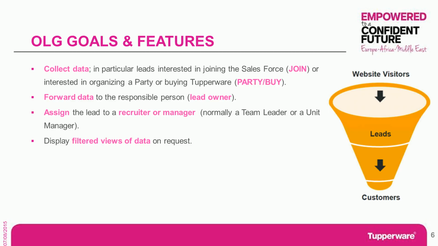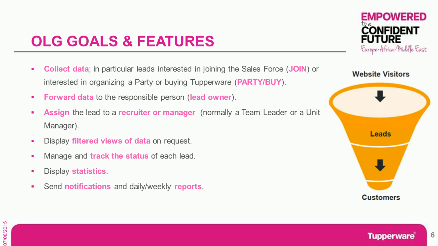So if I want to see the number of leads by postal code or by status, I will be able to do that. As I said before, we will be able to track the status of each lead, statistics, so numbers basically. We will be able to send automatic daily notifications or reports where we see how many leads we get, of which category, and so on.